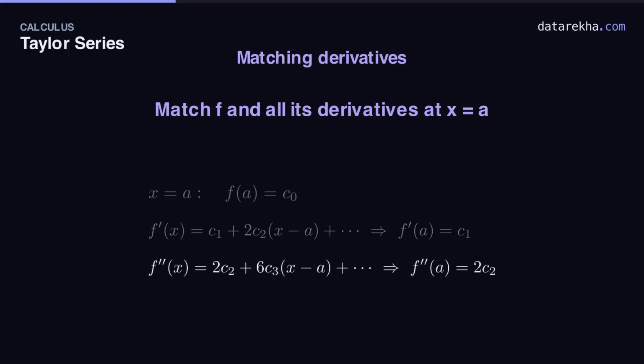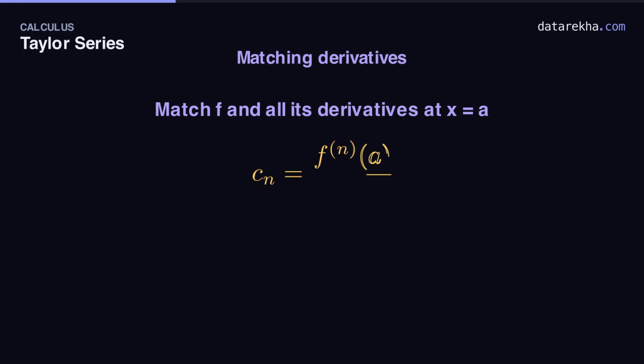Differentiate twice. The x squared term brings down a factor of 2. So f double prime of a is 2c2. Once more, and the cube brings down 3 times 2, 6. That's 3 factorial. So f triple prime of a is 3 factorial times c3. The pattern is unmistakable. Differentiating n times drags out n factorial. So the nth coefficient is the nth derivative at a divided by n factorial.